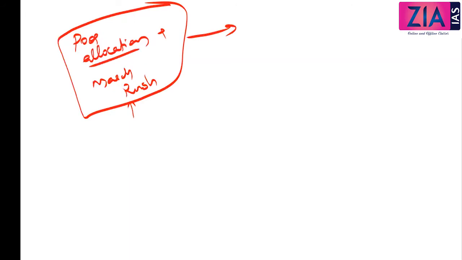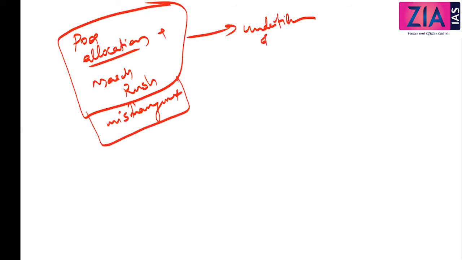Poor allocation, mismanagement, etc. These are the reasons, they're asking about reasons, right? Underutilization and or misutilization of fund. Okay, so this is how your answer should look, no? So they're asking for the reasons for underutilization.